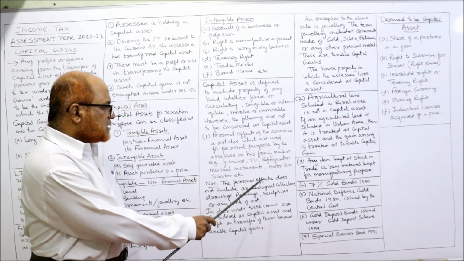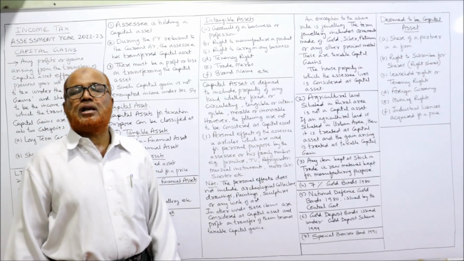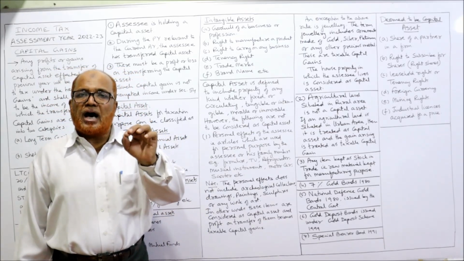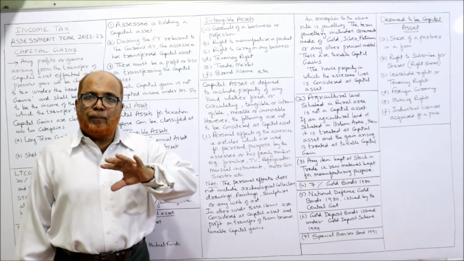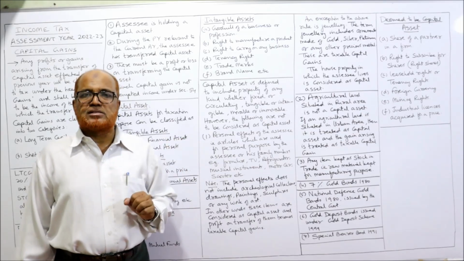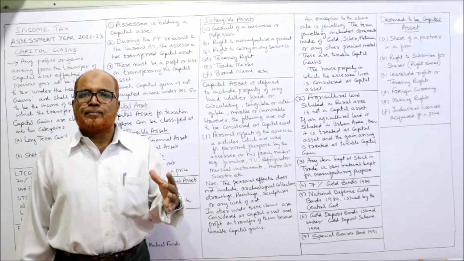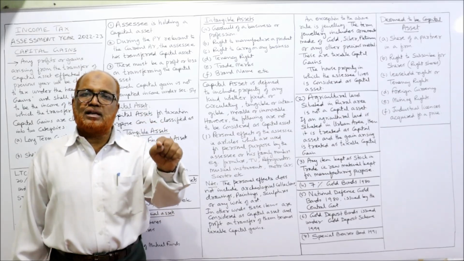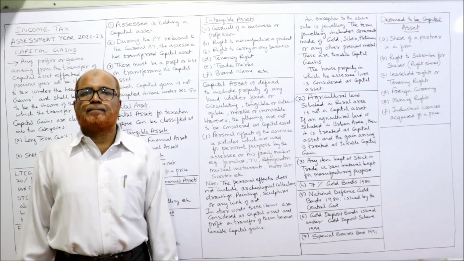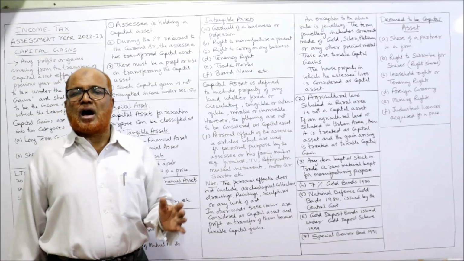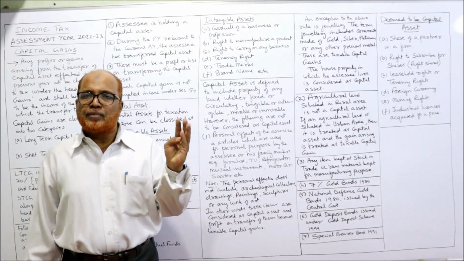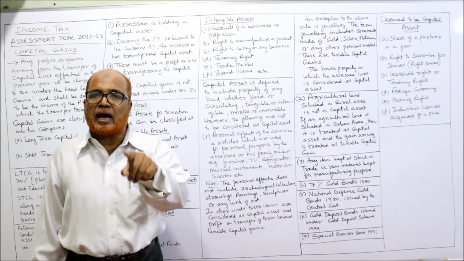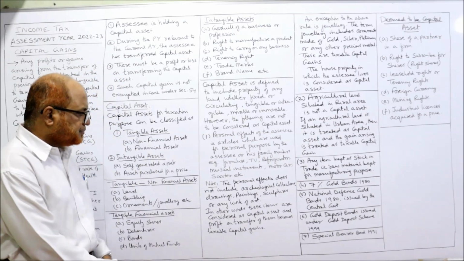Secondly, note that personal effects do not include archaeological collections. The Income Tax Act has made some provisions that archaeological collections, paintings, drawings or sculptures, even if they are personal effects, will be treated as capital assets. So if a person transfers archaeological items, paintings, drawings or sculptures, it is a taxable capital asset. That point you have to remember.